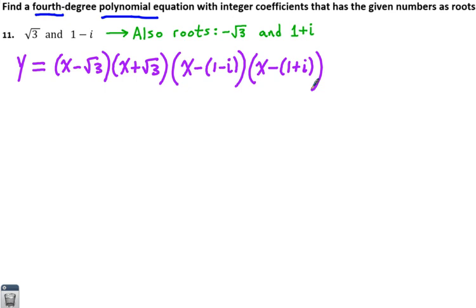So here's what I'm going to do to proceed here, because when they say write it out with integer coefficients, you're just going to have to multiply all of this together. But here's how we're going to do it. I'm going to FOIL these two bubbles together, and then I'm going to work on these two bubbles being multiplied together, and we'll go from there. So here we go.